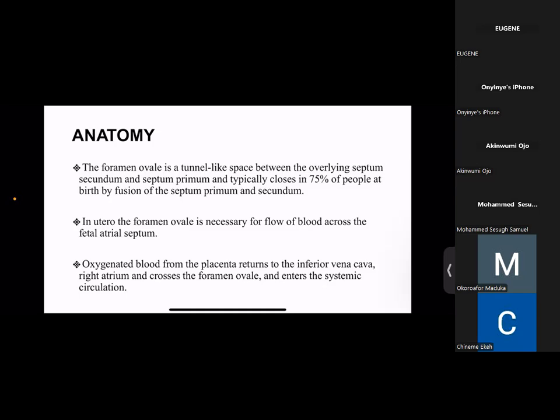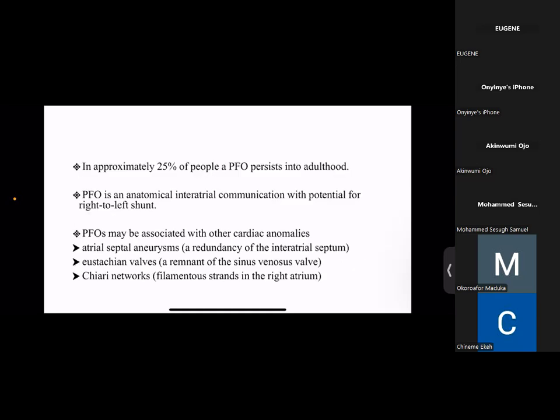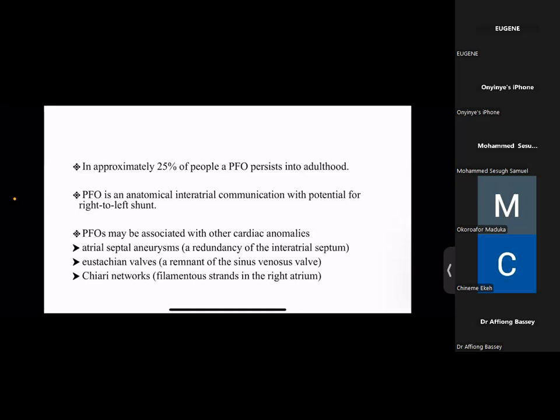In utero, the foramen ovale is necessary for blood flow across the fetal atrial septum. When oxygenated blood gets into the right atrium from the placenta, because the pulmonary circulation is not yet functional, there's a patent foramen ovale that allows blood to flow from the right atrium, pass the foramen ovale and get into the left atrium, and go into the systemic circulation and return back to the placenta. In approximately 25% of people, patent foramen ovale persists into adulthood.